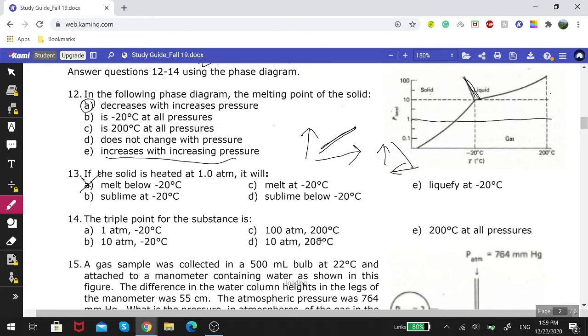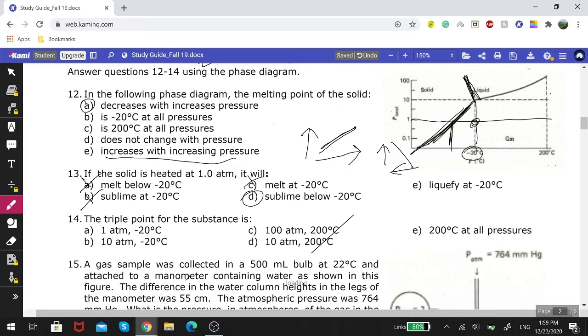Or sublime. Sublimation is turning from solid to gas. So at negative 20 degrees, does it turn from solid to gas? It does not, because the sublimation line is over here, this one. That's wrong. Will melt at negative 20 degrees? Again, at negative 20 degrees, it does not melt, because the melting point is all the way up here. So that's wrong. Will sublime below negative 20 degrees? That is true, because it sublimes all the way over here, which is obviously below negative 20 degrees.